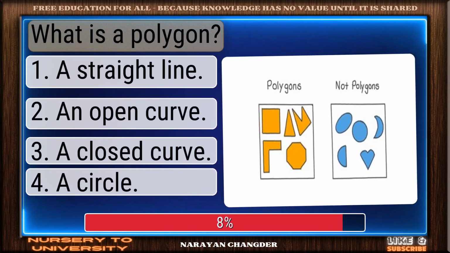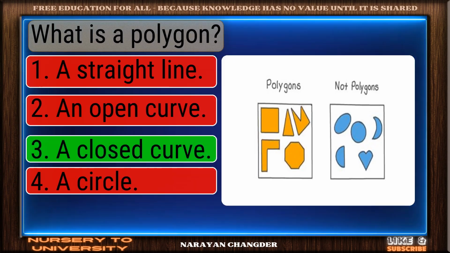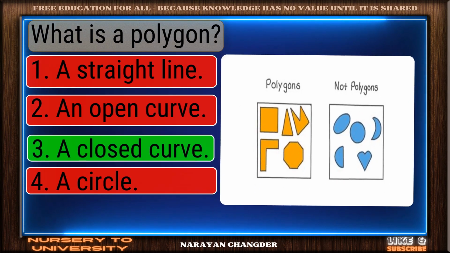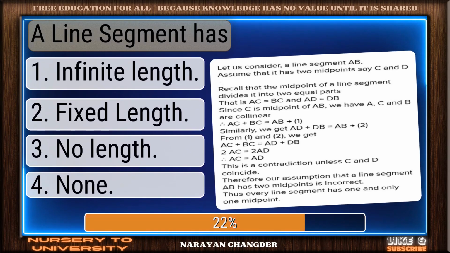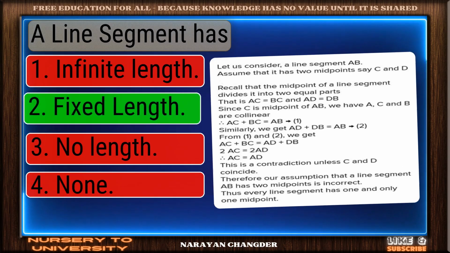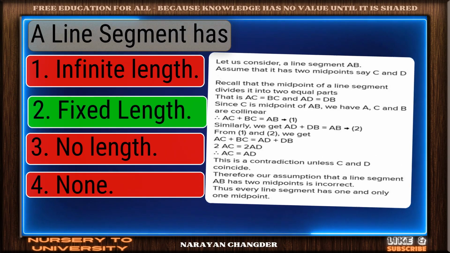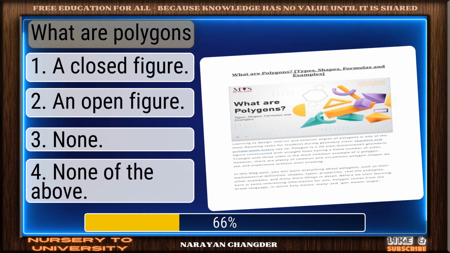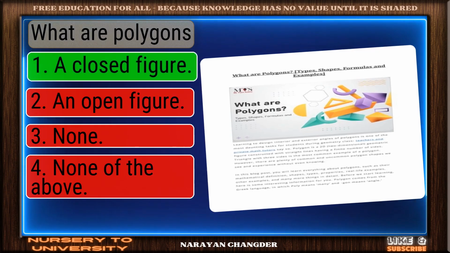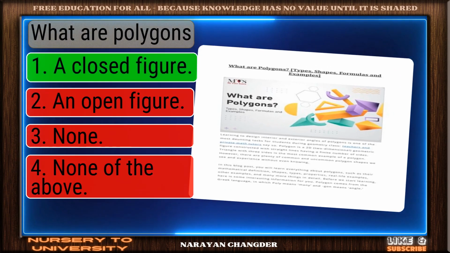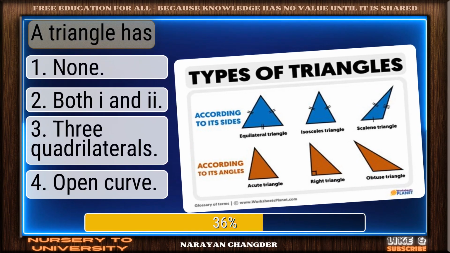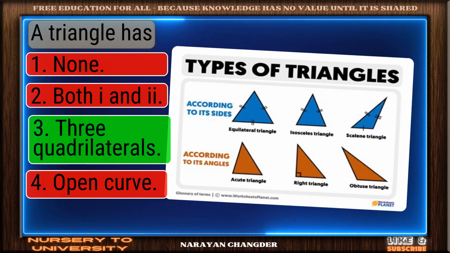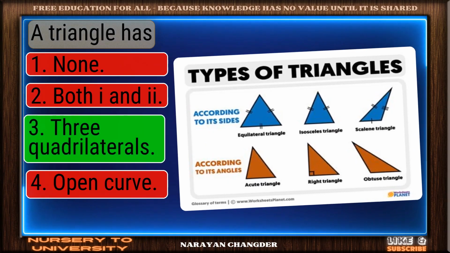What is a polygon? Right choice. A closed curve is the best answer. A line segment has. Great thinking. Fixed length is the right choice. What are polygons? On track. A closed figure is the correct answer. A triangle has? Smart move. 3 quadrilaterals is an accurate answer.